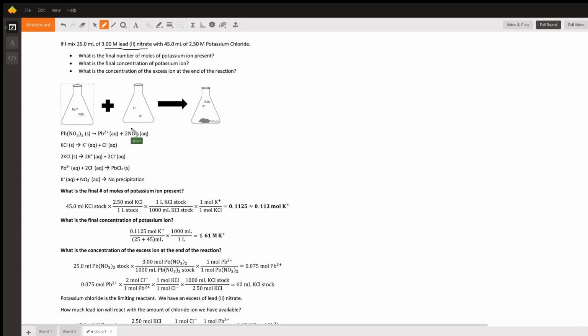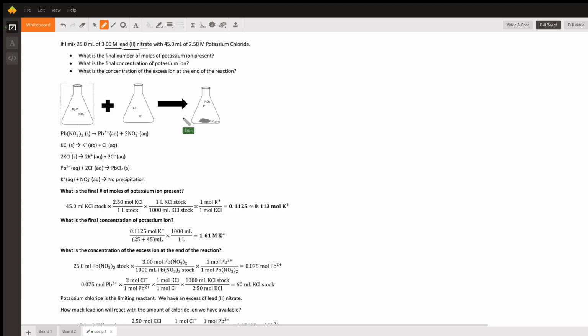Now, the reaction that we're concerned with here that's going to take place is the formation of solid lead chloride from 1 lead cation and 2 chloride anions. This is the reaction here that's taking place. So it's also important to note that potassium and nitrate do not precipitate into anything.